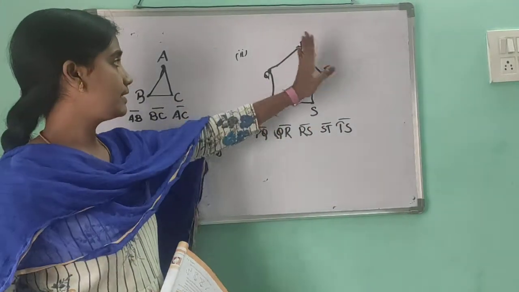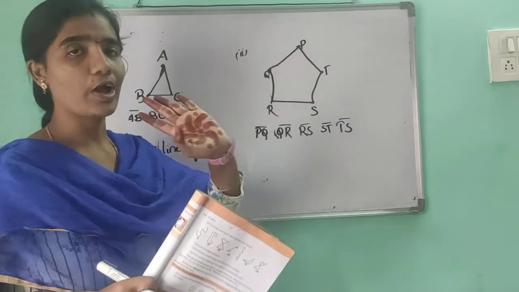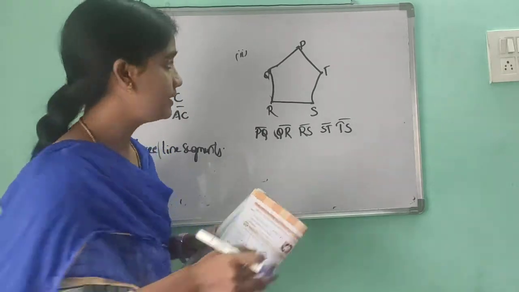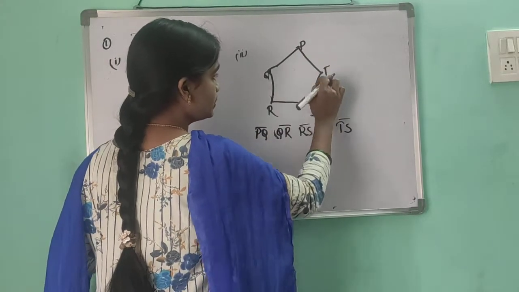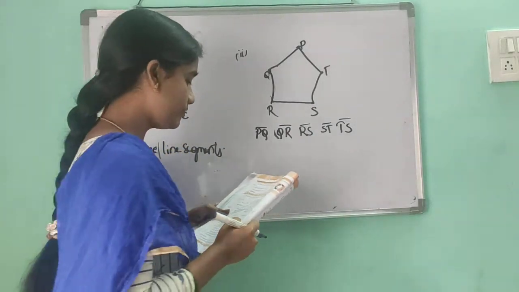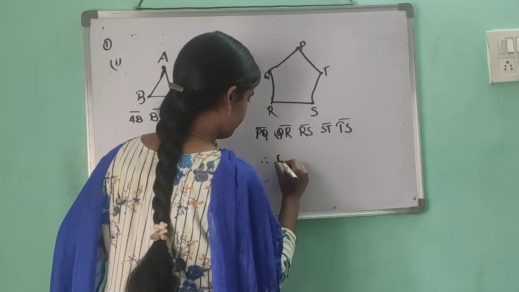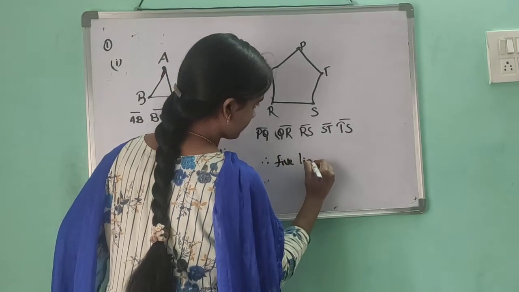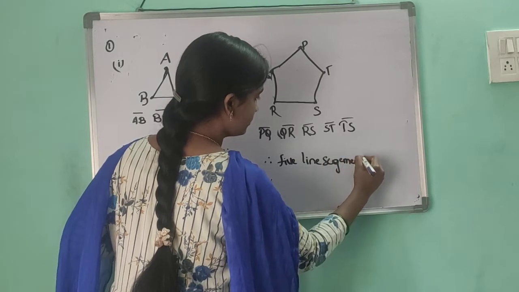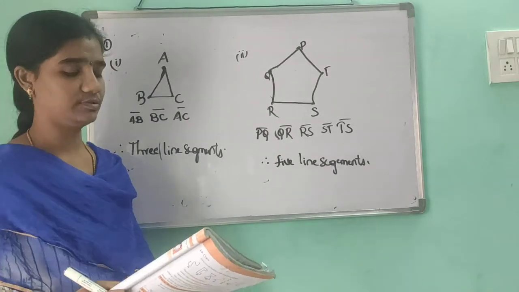In this figure, we have to form how many line segments? 1, 2, 3, 4, 5. We have to form 5 line segments.